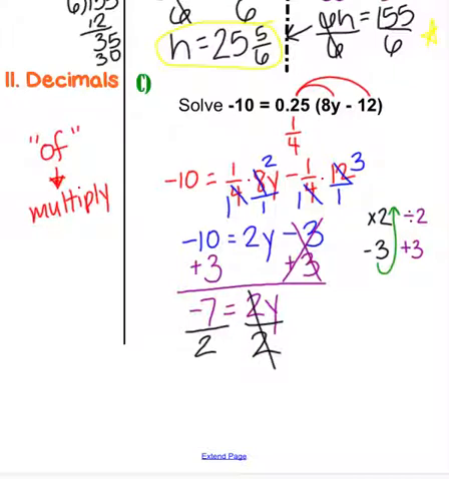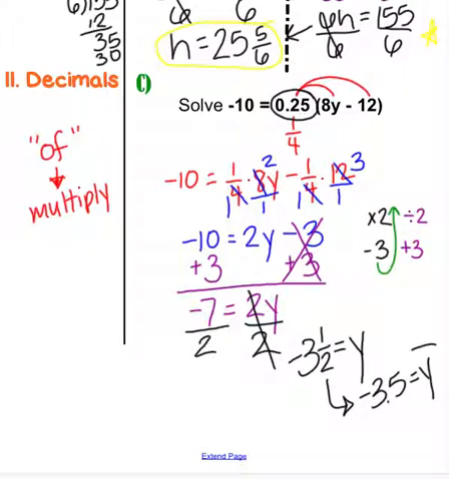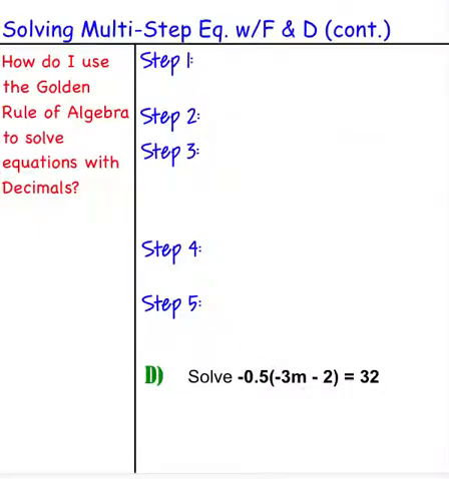And that leaves me with y on the right, -7/2 or -3 1/2 on the left. One thing that I would really like to see you do, because we did start with a decimal at the beginning, is to then convert this back to a decimal, saying -3.5 equal to y, simply because we did start with a decimal, so we should really answer with a decimal. Now let's go ahead and move on.